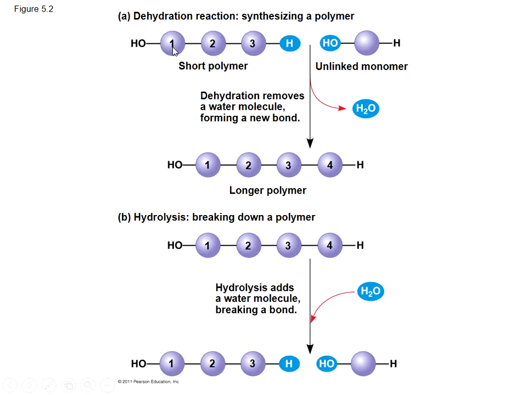So let's say this is a trisaccharide, 1, 2, 3. Tri meaning 3 sugar units, right? We're going to add a monosaccharide to it. So in order to link these two together, the hydrogen of one, the OH of the other go out as water, and now you have a polysaccharide, right? A longer monomer, or a longer polymer.